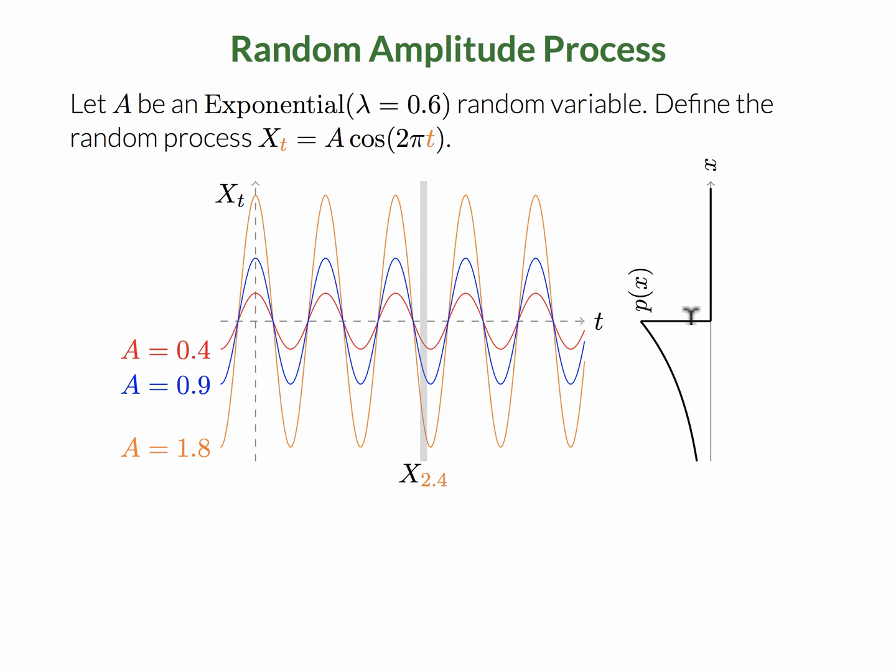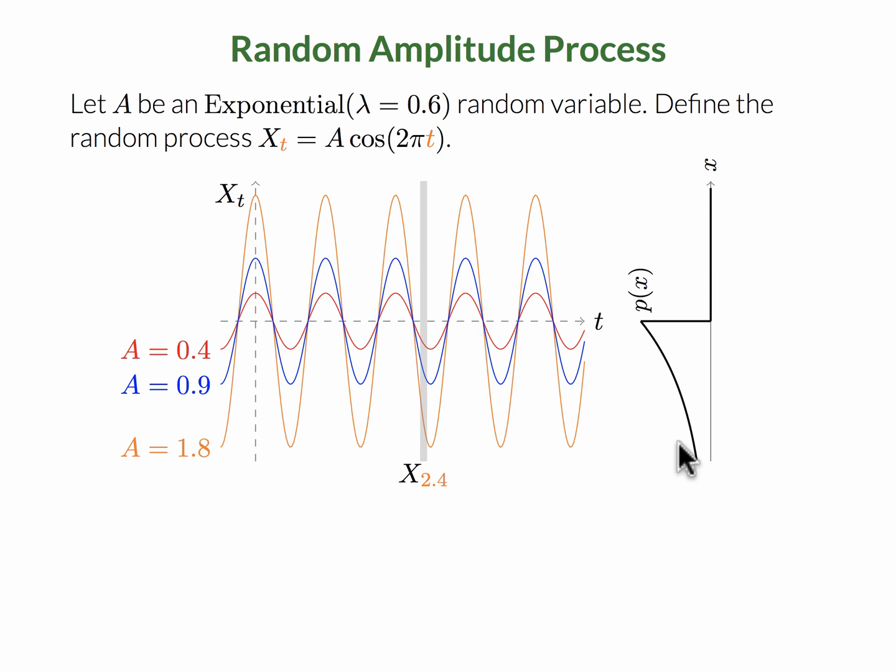Again, the graph of the PDF has been oriented sideways to match the graph of the random process. So we see that positive values of x are impossible at time 2.4, and all negative values are theoretically possible, but values close to 0 are the most likely.